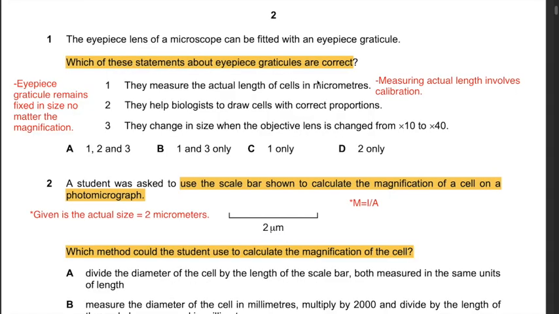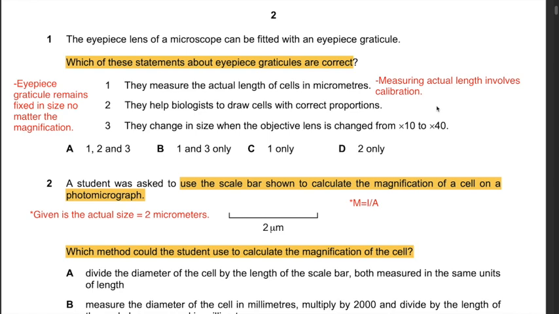Question 1. The eyepiece lens of a microscope can be fitted with an eyepiece graticule. Which of these statements about eyepiece graticules are correct? 1. They measure the actual length of cells in micrometers. 2. They help biologists to draw cells with correct proportions. 3. They change in size when the objective lens is changed from 10 to 40.